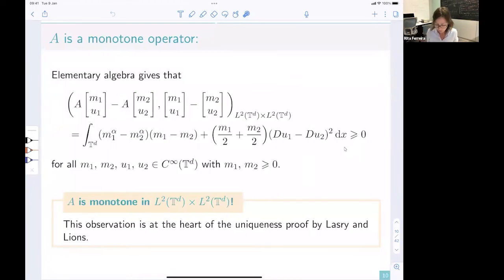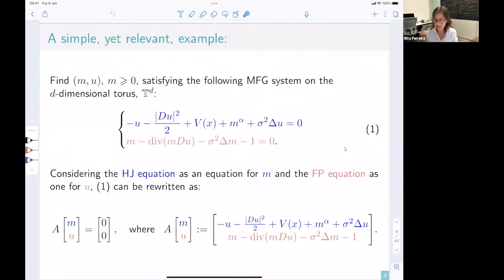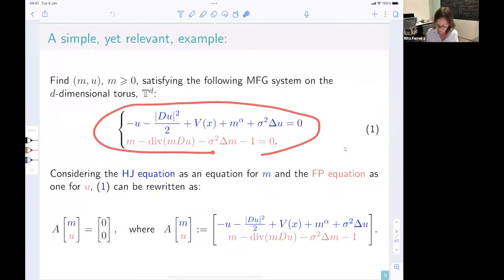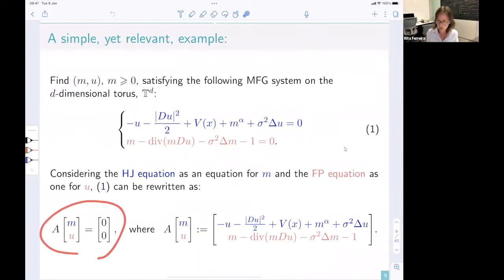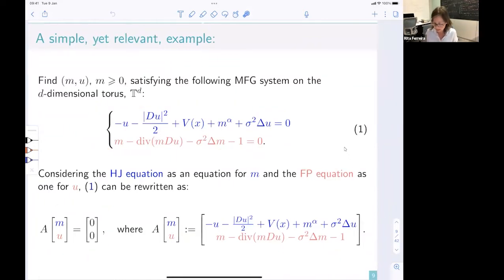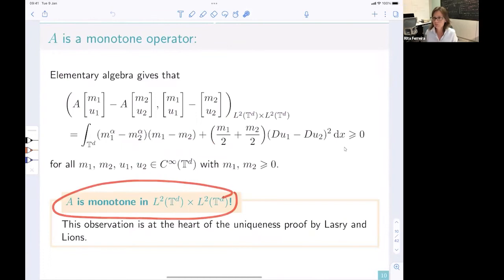But as you see, the point here, and that's why next I will talk about monotone operators. The point is, I have this mean field game. I can rewrite it as an equality with some operator, and this operator is monotone. Okay, so I stop here in terms of mean field games.